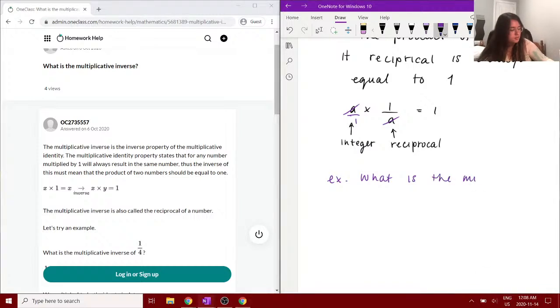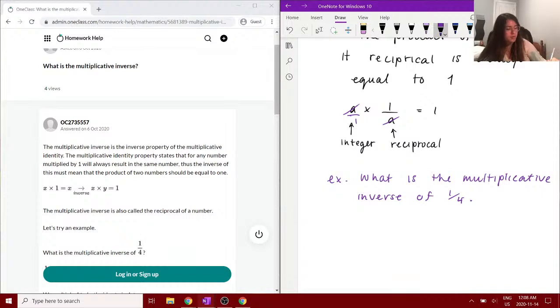The multiplicative inverse of 1/4, or 1 over 4. Okay, that's the question. There we go.